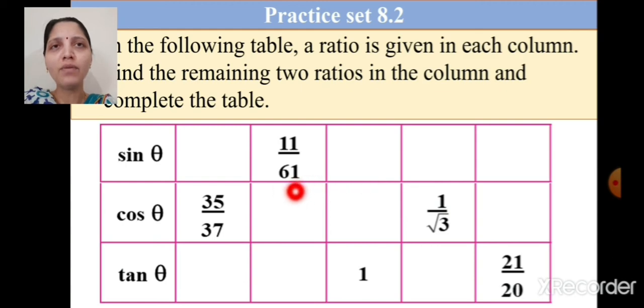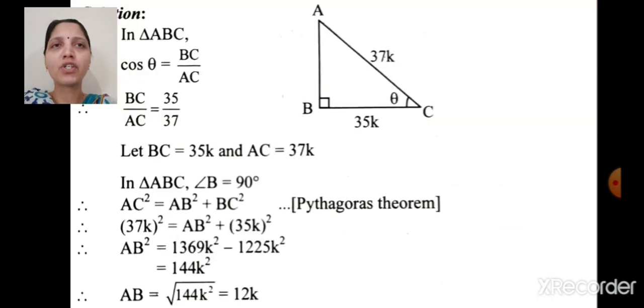Out of 9 columns, column number 4, 7, 8 and 9 is omitted from your syllabus. So remaining columns I have written here. Okay. So let's start solving the first one.